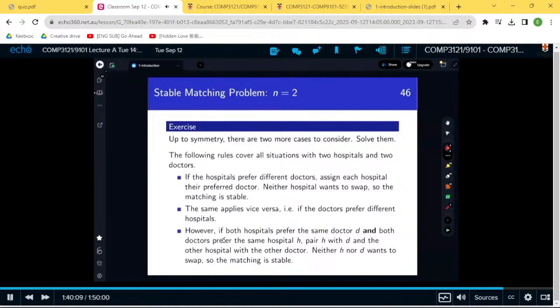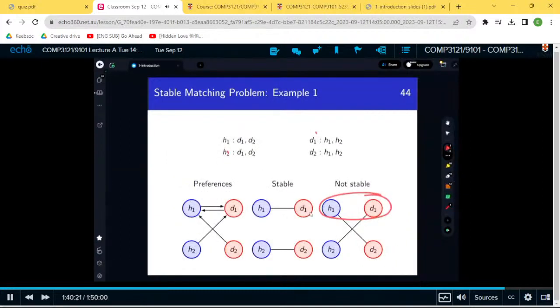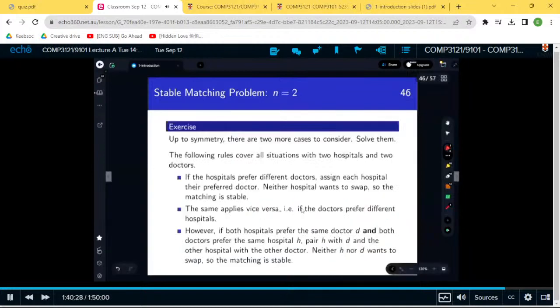If both hospitals prefer the same doctor and both doctors prefer the same hospital, that's actually our example one. What did we do? Well, this was the stable matching for example one. So we matched the most preferred to each other and the other two to each other. And so the most preferred don't want to change, so this is also stable.